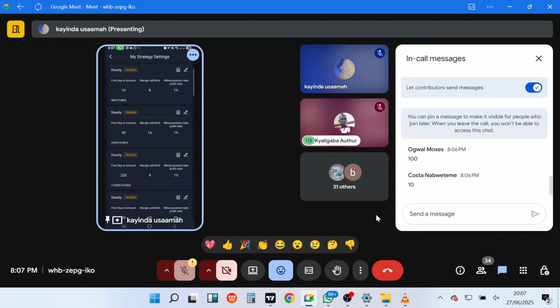$10 by designing. Can we try settings for $10? Settings for $100, just multiply this by 2. The settings for $50: first buying amount, make it 20. Margin call, make it 16. The rest are the same.